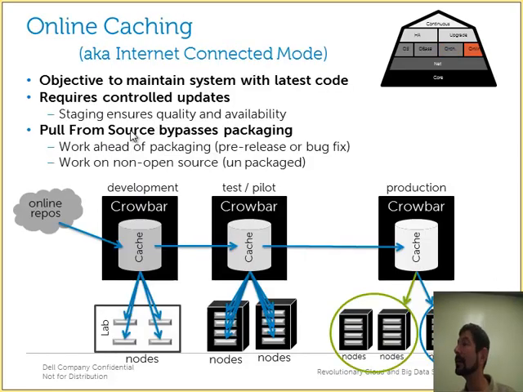This is internet connected mode. We haven't made a lot of progress on this, so I'm not going to spend time talking about it. This would be where, once Crowbar is set up, you connect it to an outbound interface and you can bring things in. This is essential for upgrade, and we just haven't worried about it too much yet.